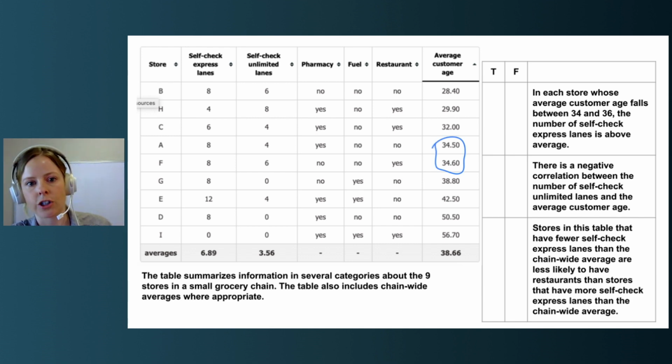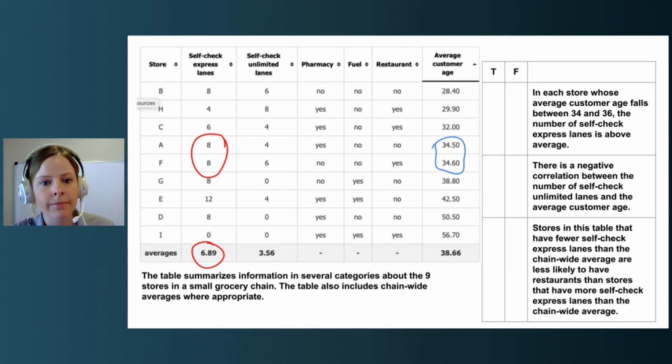And if we do that, you can see it's just the 2 stores, store A and store F, that fall within that range. So now in those same rows, just kind of going over to the side, how many self-check express lanes do they have? Well, you can see that they each have 8. And then how does that compare to our average? Well, both of those are above the average of 6.89. So checking in again with the exact language of the question, we're trying to see whether this number of lanes is above the average, and indeed it is. So for this question, we would answer true.